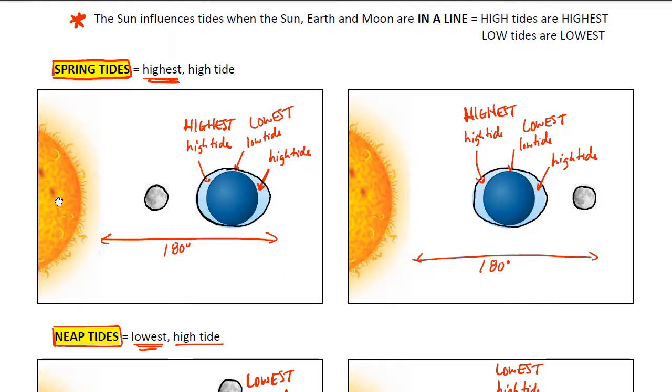But when you can have those guys in line so that the moon is pulling on the water in the same direction that the sun is pulling on the water, then you're going to have a much higher high tide. So this bulge will be much larger when they're in line, either with the moon between, so at a new moon, or at a full moon when the moon is on the opposite side of the Earth. In either case, when they're at 180 degrees, they're in line with one another, you're going to see what we call a spring tide. Spring tide, highest high tide, and the lowest low tide that you'll get.